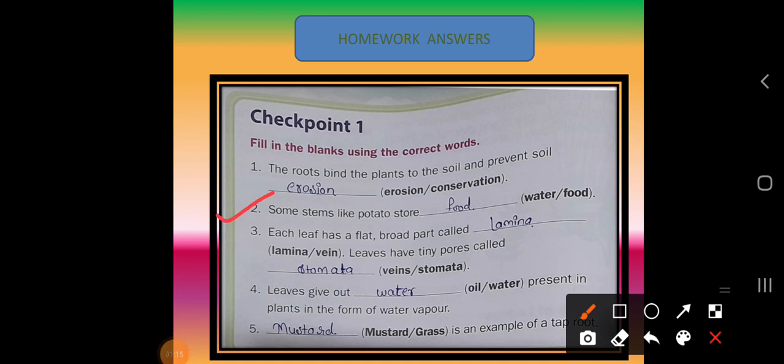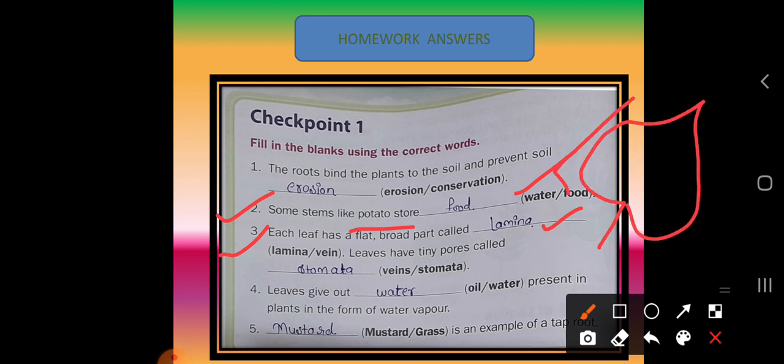Okay, the next question is: some stems like potato store food or water. Is the potato having water or food? No, it has food itself. So the answer is food. The next question is: each leaf has a flat broad part called a vein or lamina. The answer is lamina. Just recall the structure of a leaf. Leaf is in this manner. This flat and broad structure is called the lamina.